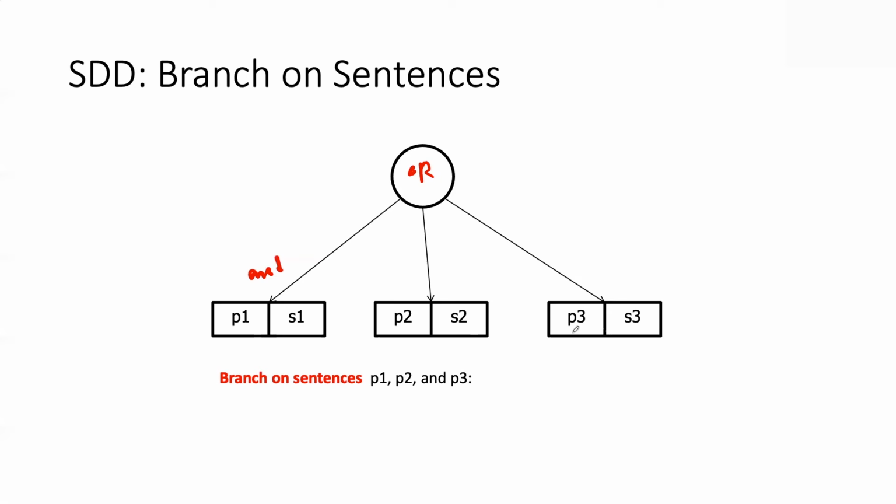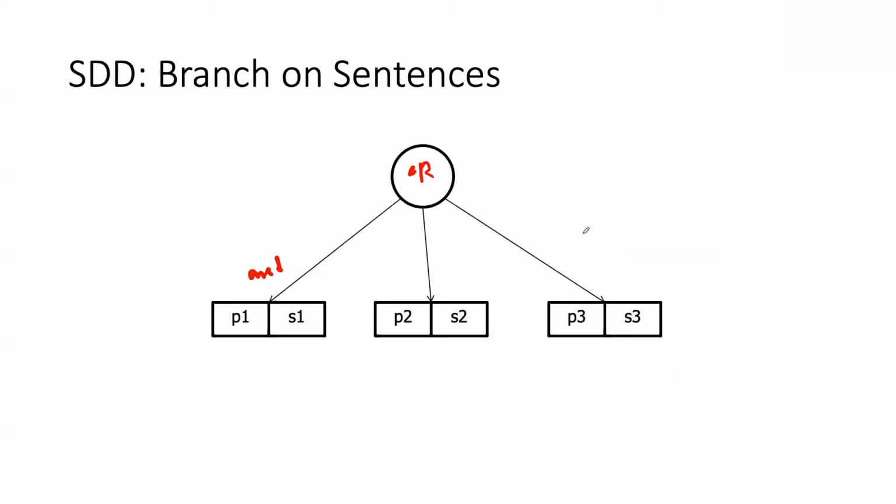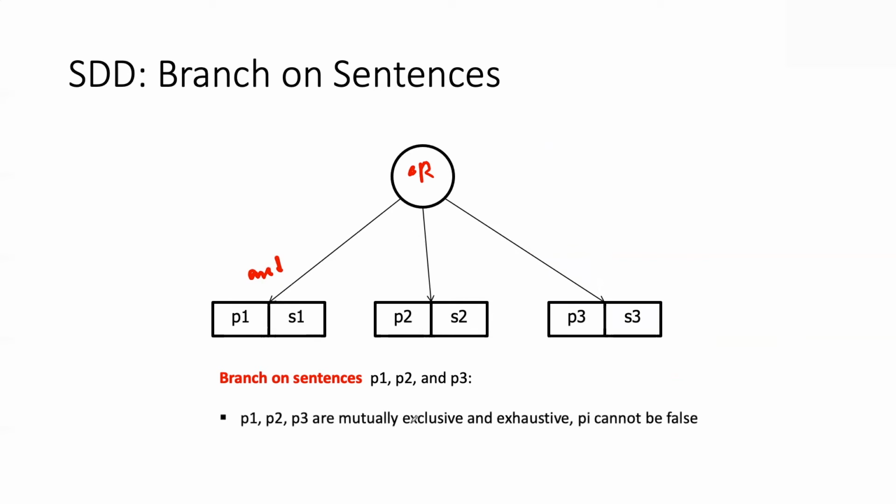And if you, again, go back to the OBDD picture, we will say here, this OR node is branching on a variable A. So if A is true, it goes this way. If A is false, it goes that way. In SDDs, we will say that we're branching on sentences. In this case, P1, P2, P3, and there could be more. And the requirement here is that these P1, P2, P3 are mutually exclusive and exhaustive, and they cannot be false. So precisely one of them will be true, right? Two of them cannot be true at the same time. And we'll see a concrete example in just a little bit.